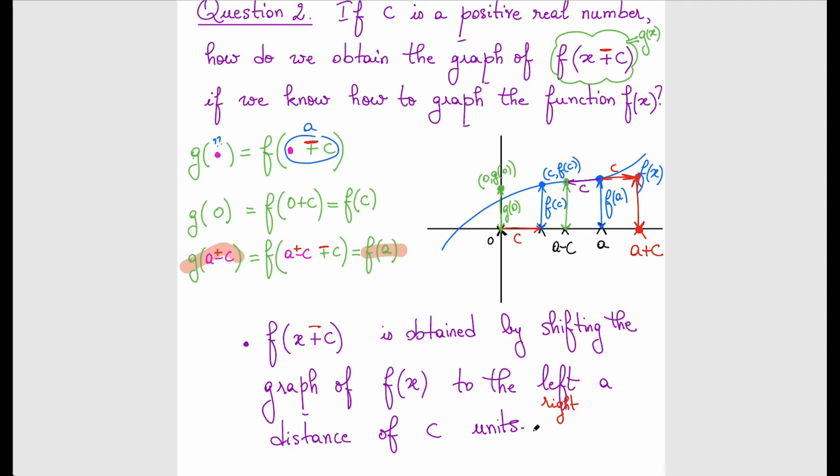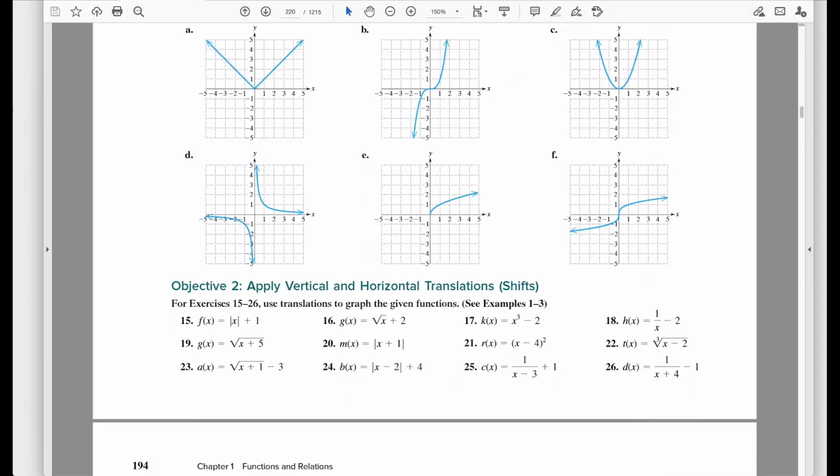Okay, let's now go and apply this, like we applied the previous result. Let's go to the book and pick up a couple of problems. That's on page 193. Let's do now number 20. m of x is the absolute value of x plus 1. We're going to use translations to do this.